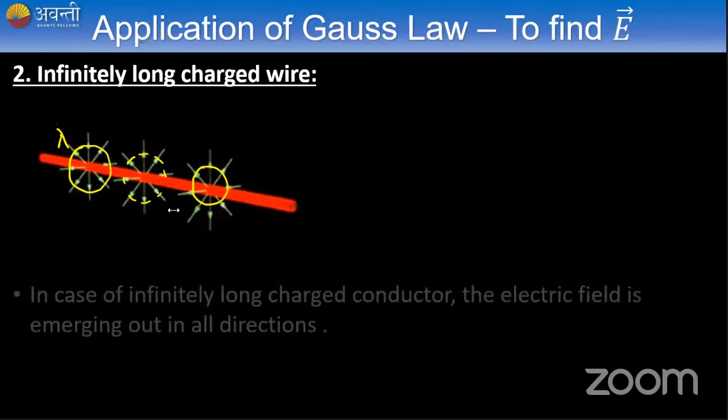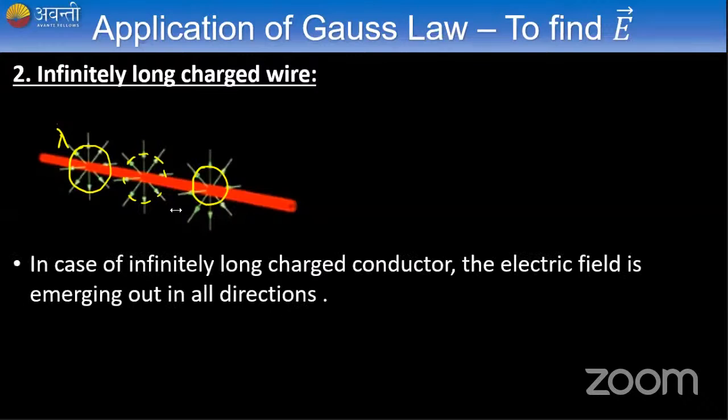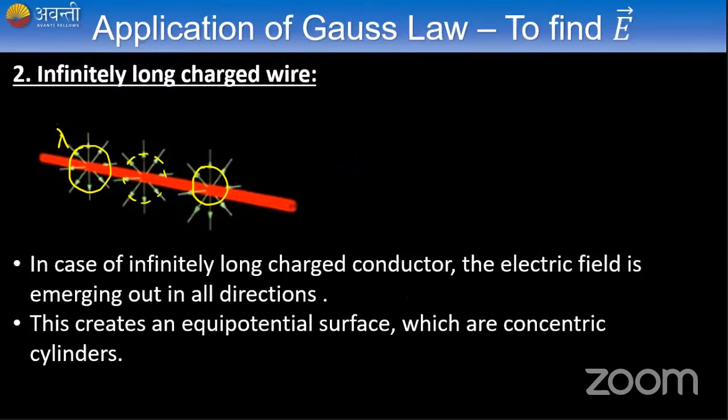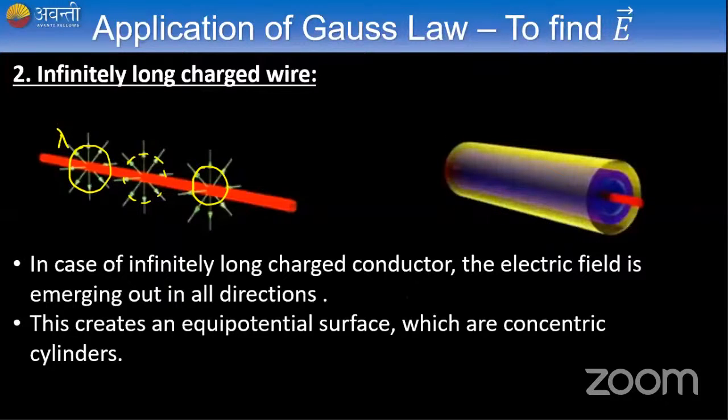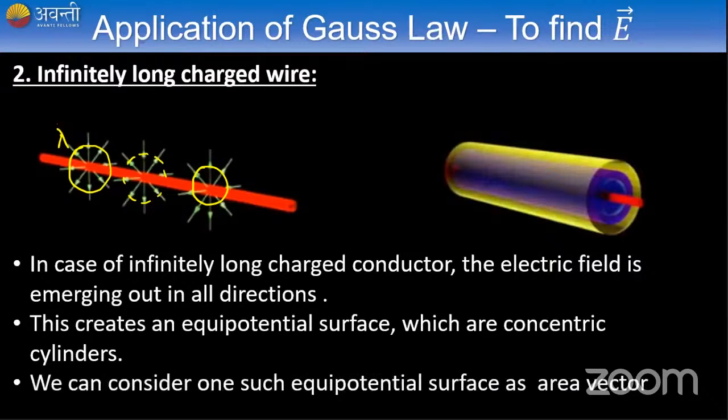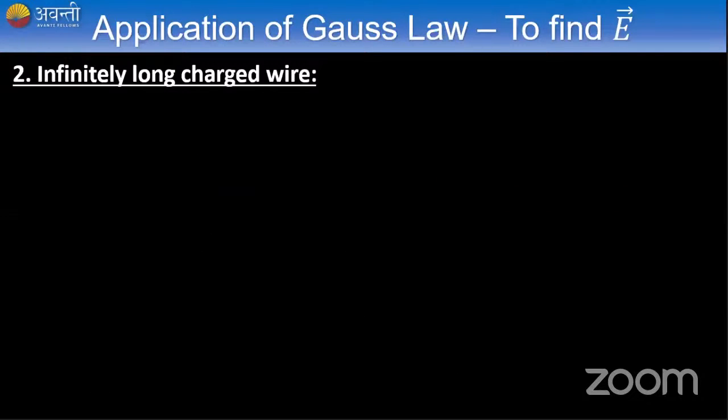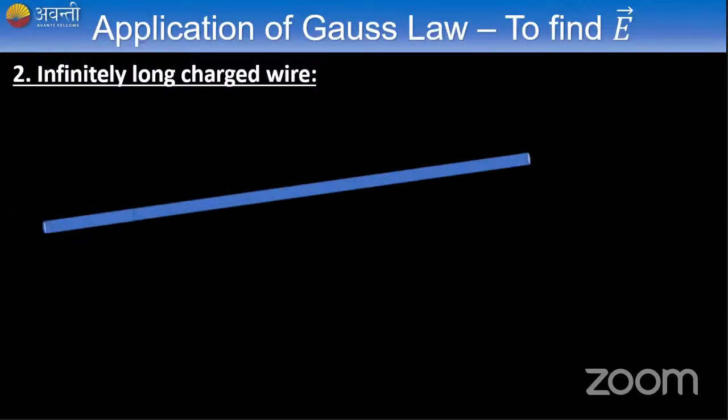So for the infinitely long current carrying conductor, the electric field emerges in all directions. If we try to connect the equipotential surfaces, we will get cylinders. So my equipotential surface will be concentric cylinders. Such equipotential surfaces can be considered as area vector in this case. Now guys, it's the same thing which we are going to solve again. Say consider an infinitely long charged conductor with lambda, so this is of infinite charge, so it's infinitely long.